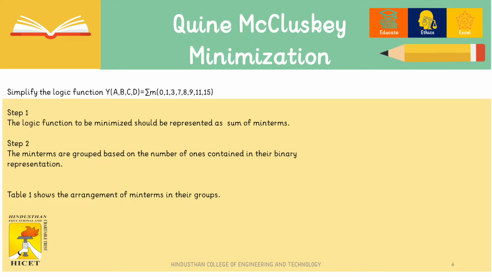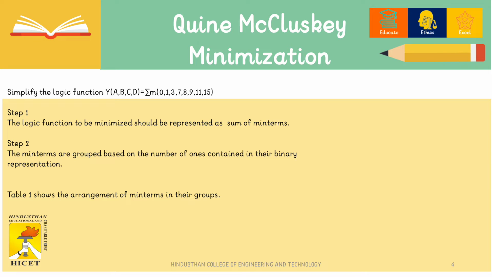So the given problem is: simplify the logic function Y of A, B, C, D, which is equal to summation m of 0, 1, 3, 7, 8, 9, 11, 15. So the first step is we have to ensure that the given problem is in the format of sum of minterms. If it is not in that format, we have to convert it into sum of minterms by either using De Morgan's law or any other theorems and postulates.